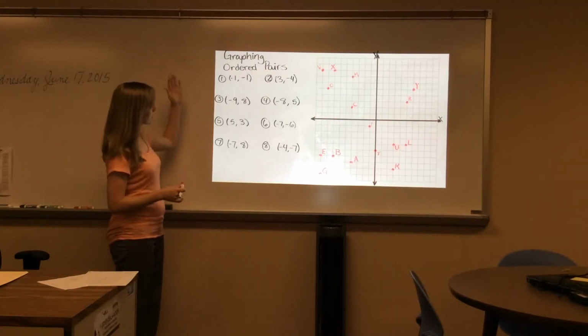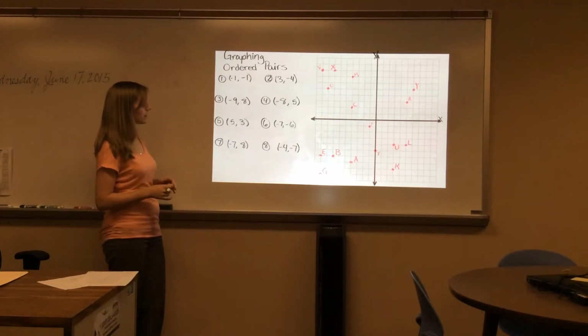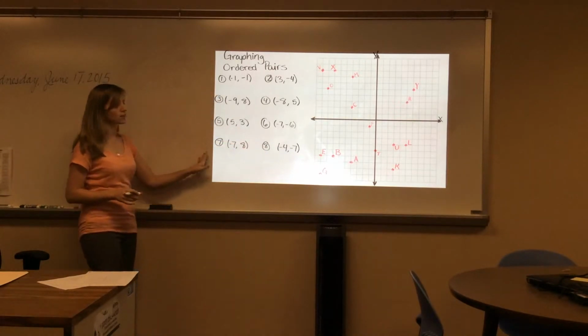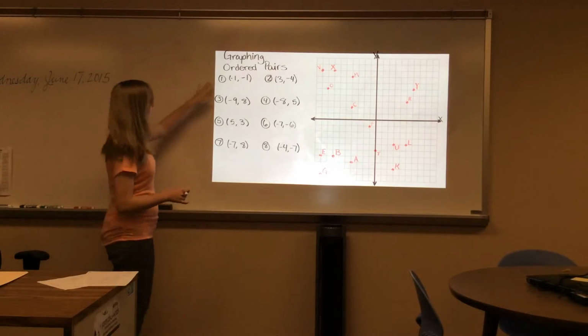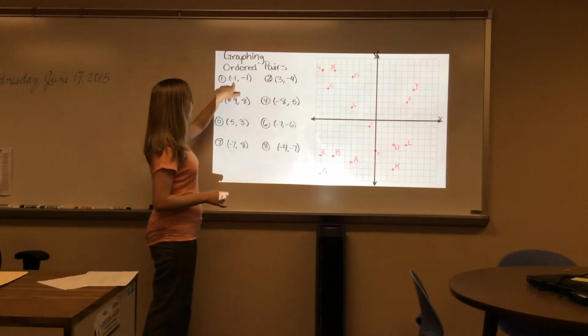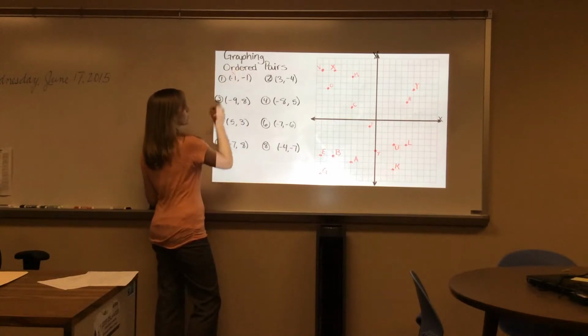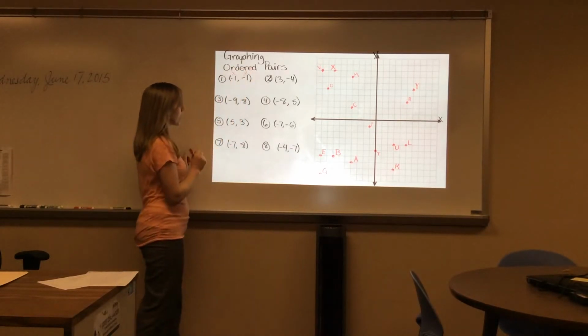So our next sheet, there are several points that we need to graph. And actually they've been plotted for us. We just need to figure out what letter goes along with which point. So for number 1, our coordinates are -1, -1. Remember the first coordinate is the x coordinate, the second coordinate is our y.